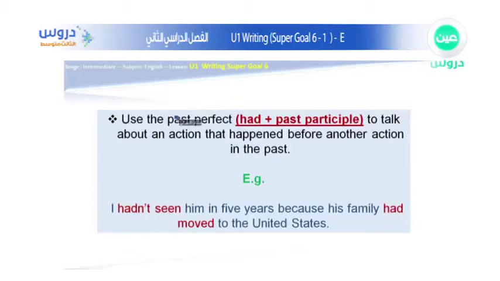Excellent. So, use the past perfect. This is the past perfect: had plus past participle to talk about, this is very important, an action that happened before another action in the past. As you said, V3. We call it sometimes the third verb. For example, I hadn't seen. This is had, and this is seen. Seen is the past participle of, what do you think? See. Excellent.